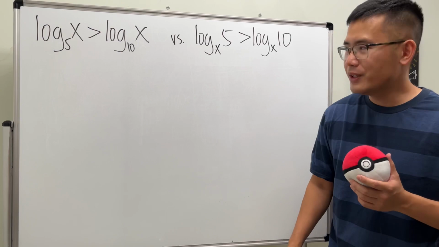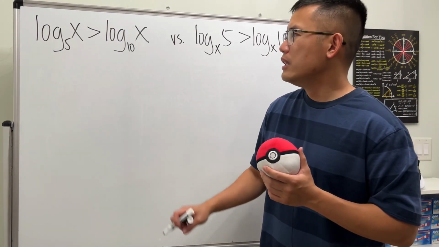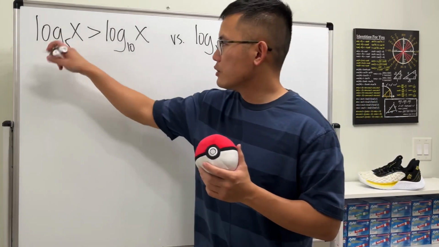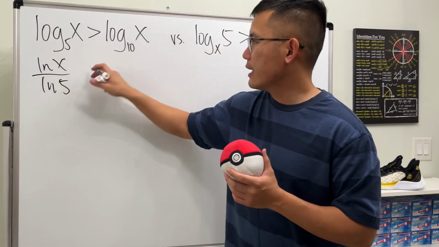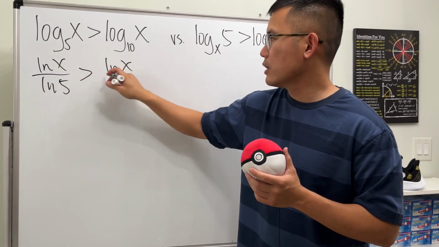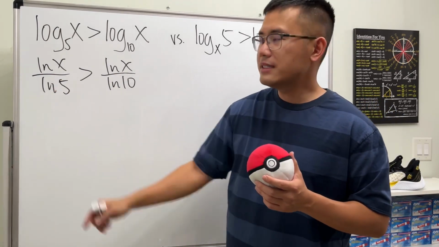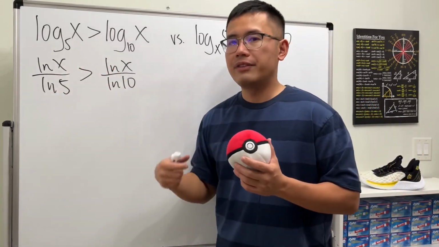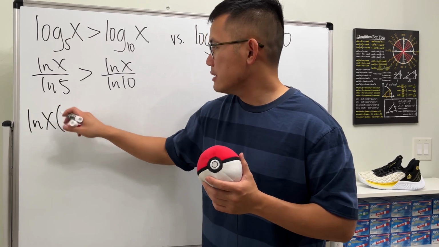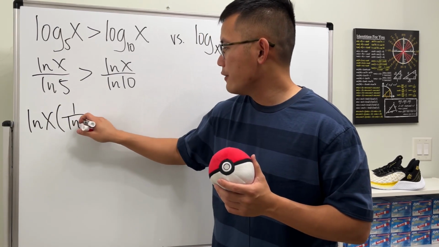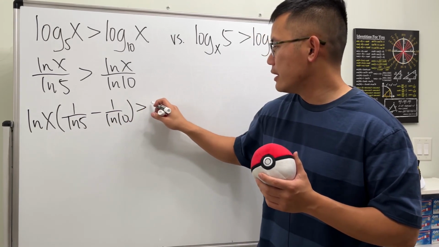You done? Good. Let's do this one first. So here is the deal. Let me just use the change of base formula here. On the left hand side, we get ln x over ln 5, and on the right hand side, ln x over ln 10. Let's move this to the other side. Both terms have the ln x, so we can factor that out. We will have ln x times (1 over ln 5 minus 1 over ln 10), and that's greater than 0.